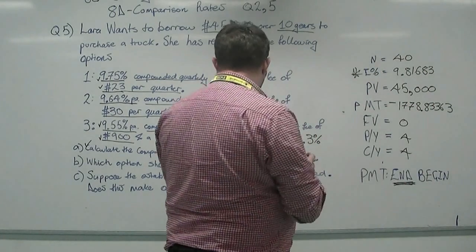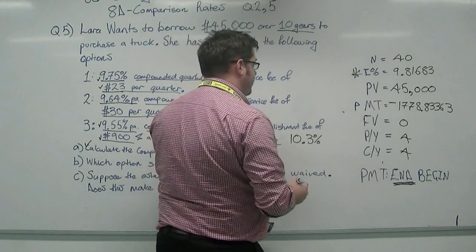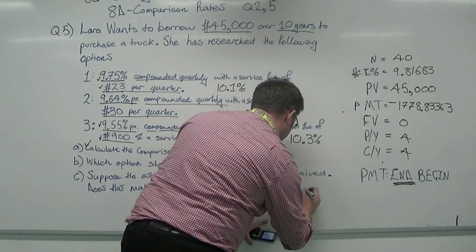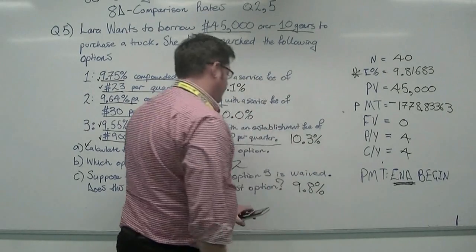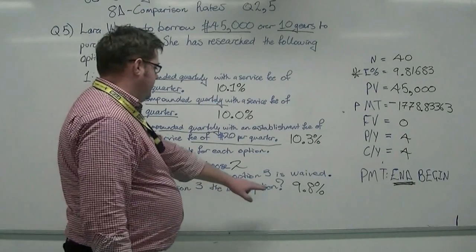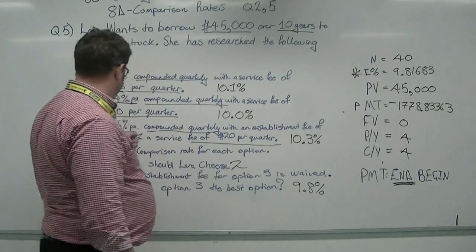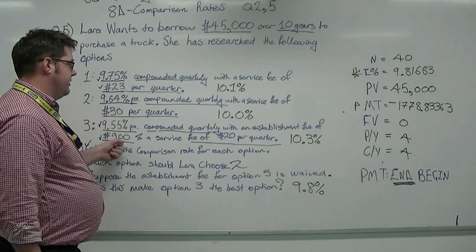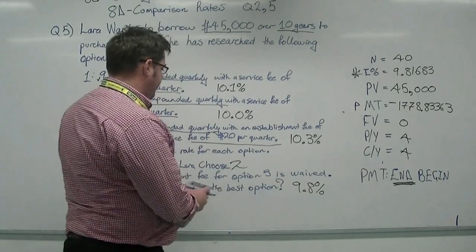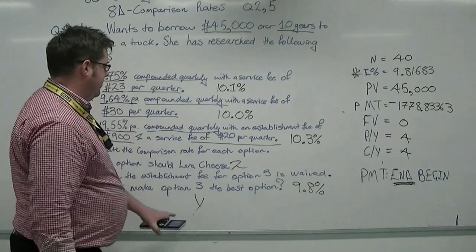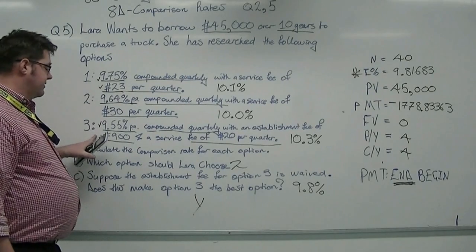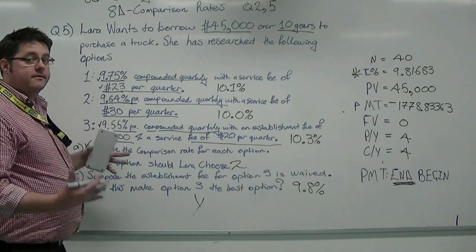Alright, so if we look at that, rounding off to one decimal point, that's 9.8%. There we go. So now that's the comparison rate when we've removed the establishment fee. So this is now our better comparison rate. So does this make a difference? Yes. Lara should in fact go with option 3 if the bank decided to waive their $900 establishment fee. That's obviously now the way to go.